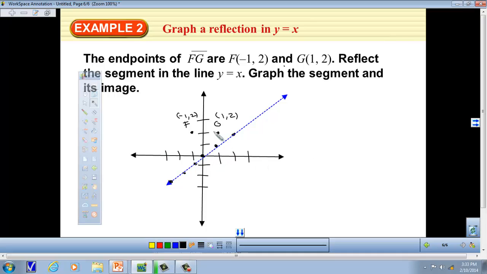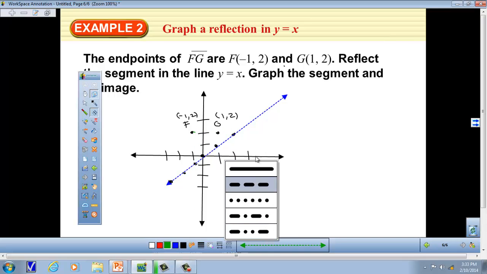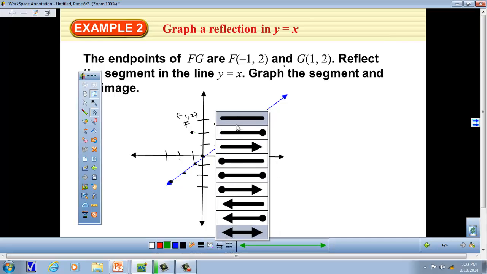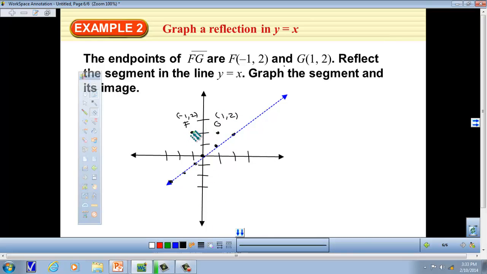Okay? Now, if I have the line FG, let's just do it in this color, and I want to graph over this line. The interesting thing is, all we need to do is flip-flop these. So if we're going from F, which is at negative 1, 2, and we want to go to F prime, all we need to do is flip-flop those two numbers.